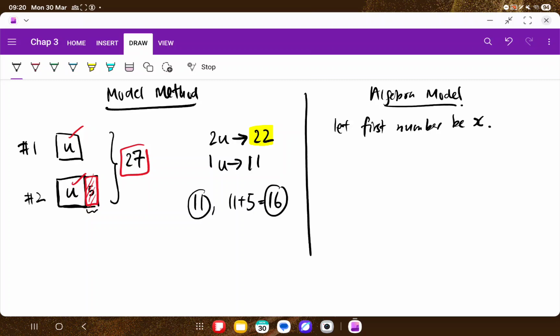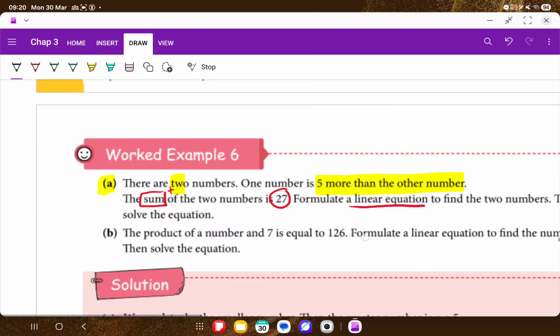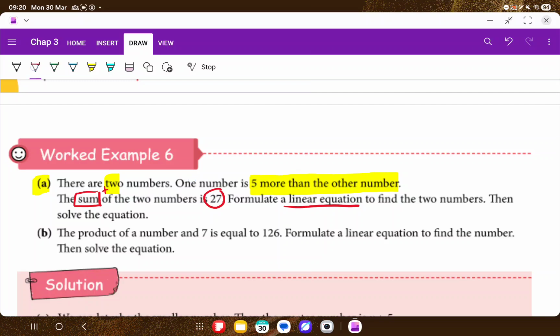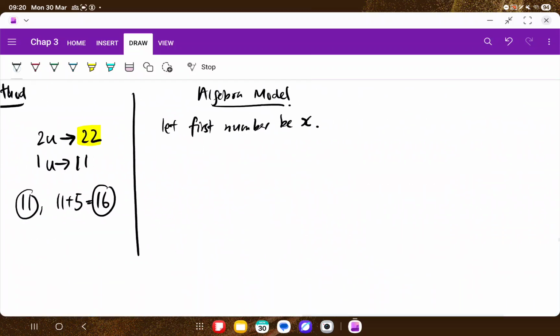If you read the question carefully, Eric, it actually says this line here. One number is 5 more than the other number. So maybe I highlight the whole sentence so it's clearer. If I know one of them is x, the other one must be x plus 5, because the other one is 5 more. Does it make sense? Okay? So I can write down, if the first number be x, then I will write down, let the second number be x plus 5.